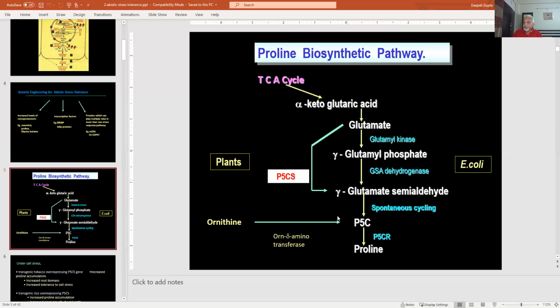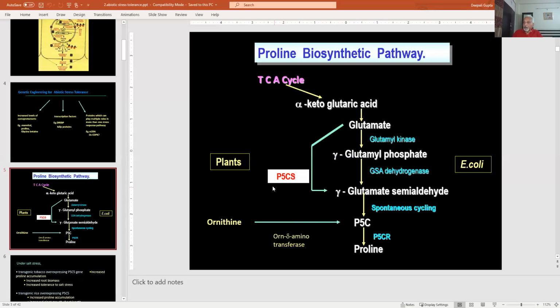Further, when they looked at the mechanism, they found that in plants, proline is synthesized using two pathways. One is where the substrate is ornithine. It uses ornithine delta aminotransferase, which converts ornithine to P5C, pyrroline 5-carboxylate, which is converted by P5CR to proline. This is one pathway. Another pathway is where glutamate is used as a substrate, acted upon by P5CS, and it converts it to P5C.